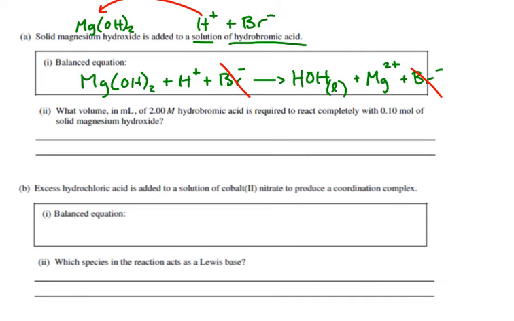That would be my equation. If you were to write it like that and cross it out, perfectly fine. Wait, you want to put a 2 in front of HOH? Well, I have two OHs here, I have one O. Yep.